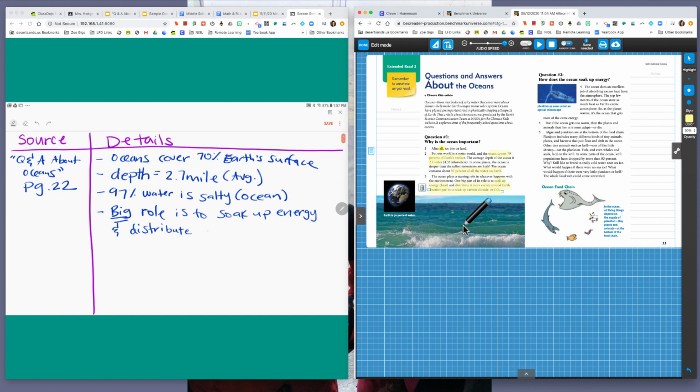Distribute it evenly, I think that's important, evenly around Earth. Whoops, typo. Okay. And it also soaks up CO2. CO2 is carbon dioxide, and that is what we breathe out. So if I finish up my note there. So CO2 is what we breathe out.